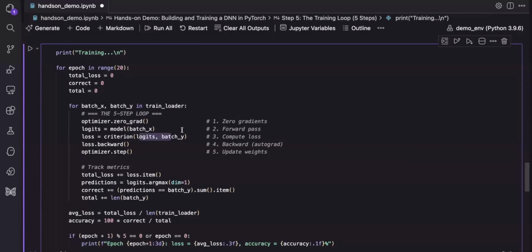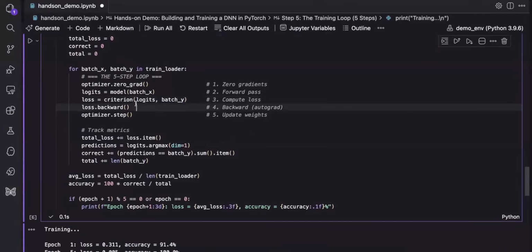Then we have this loss equals criterion of logits, batch Y. Cross entropy loss internally applies softmax to the logits, then computes how wrong the model was for each example. The result is a single number, the average loss across the 32 examples in this batch.